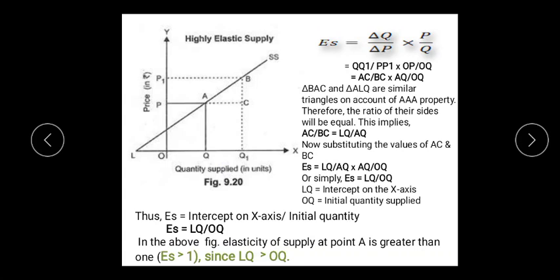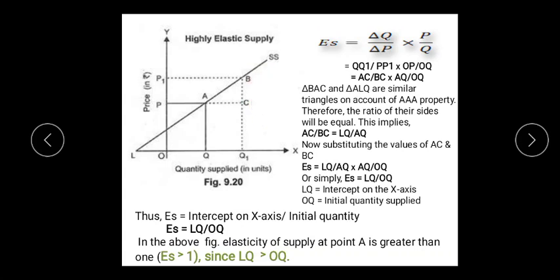Here in this figure we can see QQ1 is equal to AC. This QQ1 is equal to AC, and PP1, this line, is equal to BC.